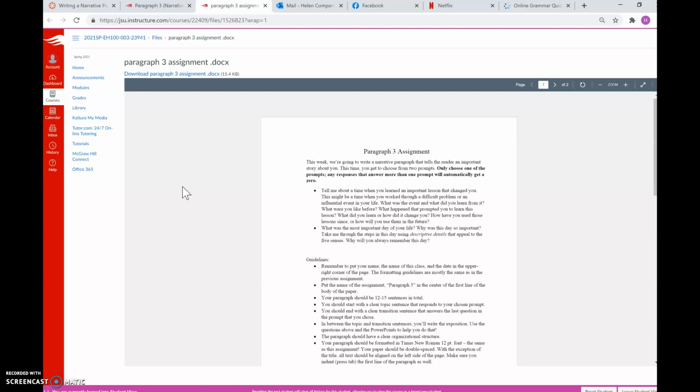How have you used those lessons since? Or how will you use them in the future? That'll help you build your transition sentence.